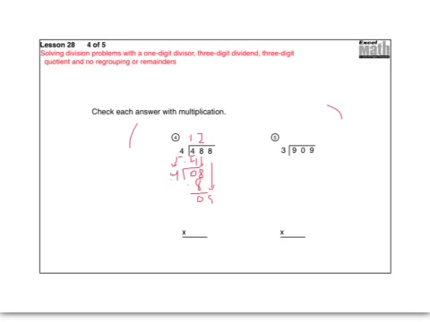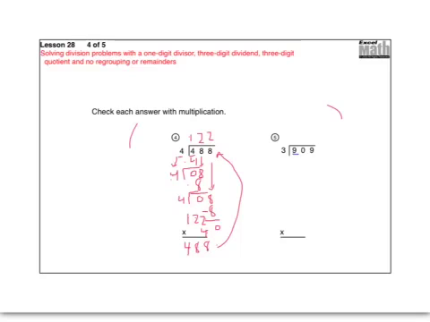Bring down our other 8, and then do 8 divided by 4 again. And 8 divided by 4, just like last time it was 2, it's 2 again. 2 times 4 is 8. 8 minus 8 is 0. Check our problem. 122 times 4. 4 times 2 is 8. 2 times 4 is 8. And 1 times 4 is 4. 488 is the same as right there, so you can feel pretty good about it.